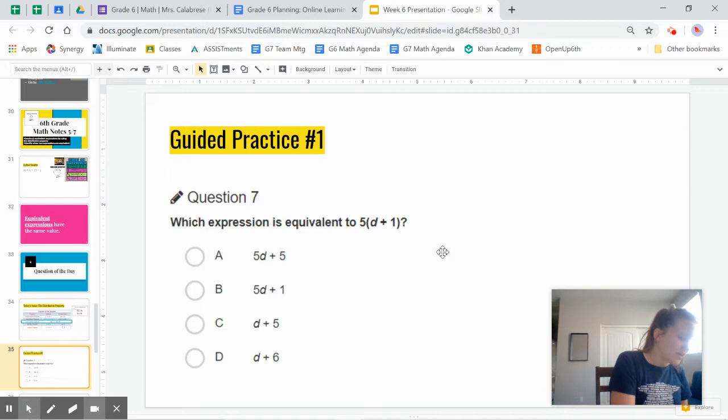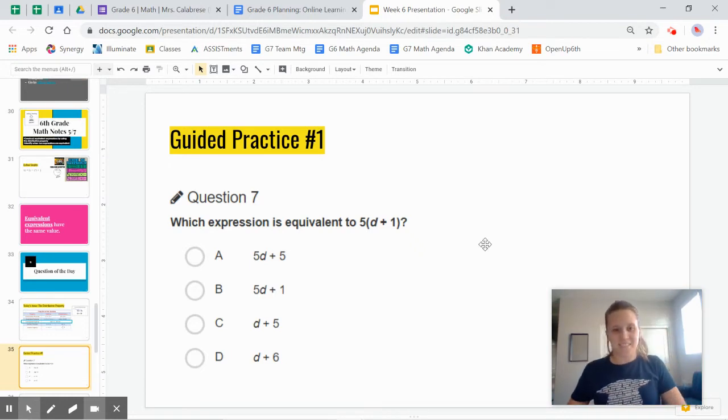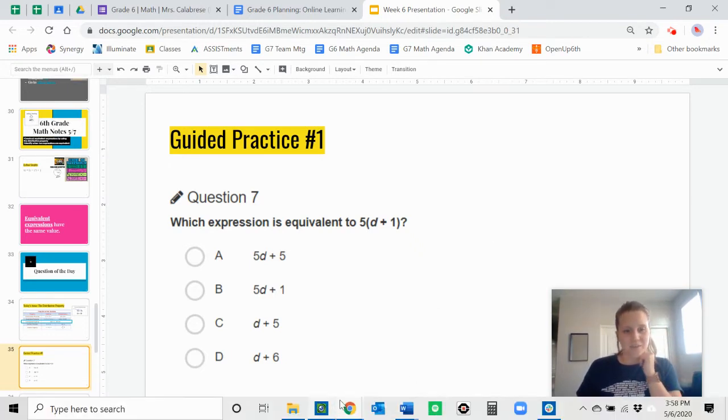You already got that star on your do now. Try to go 2 for 2, looking for 2 stars on your paper, meaning you got it right on your first try. Last 10 seconds. All right, did you select your answer? Let's see if you got it.